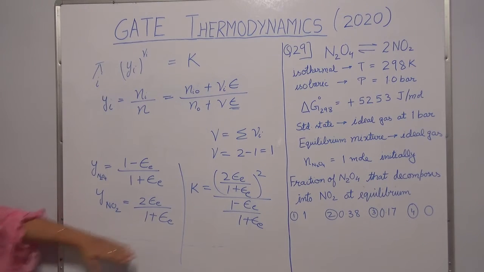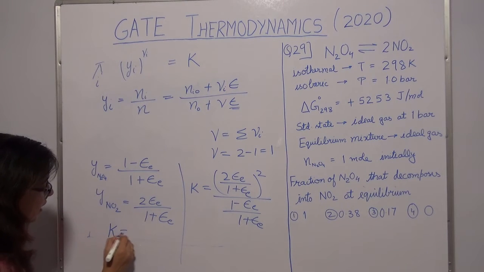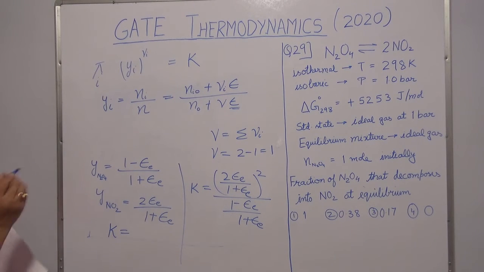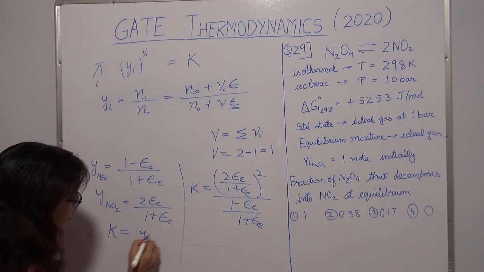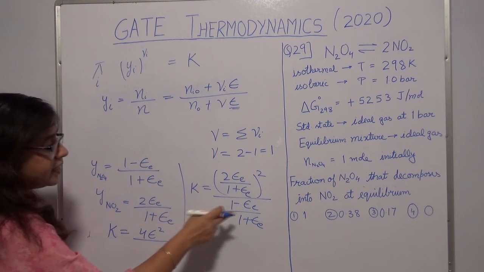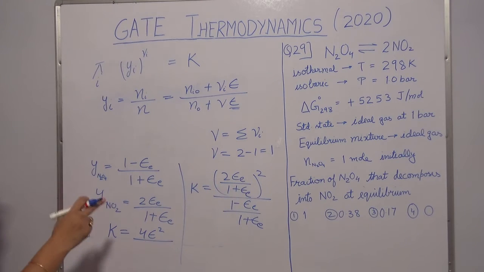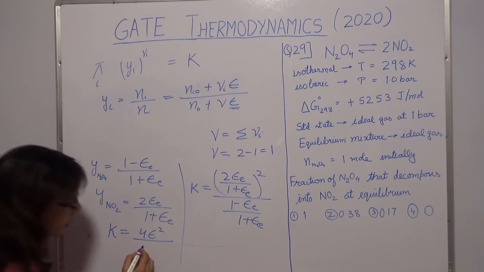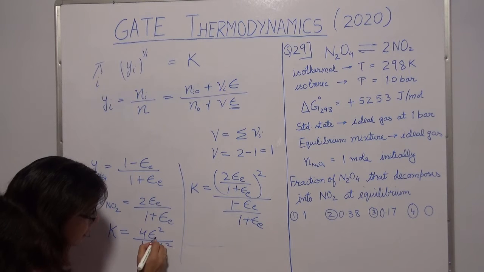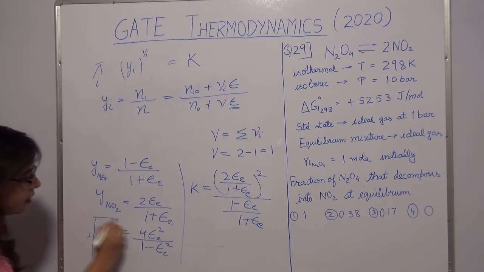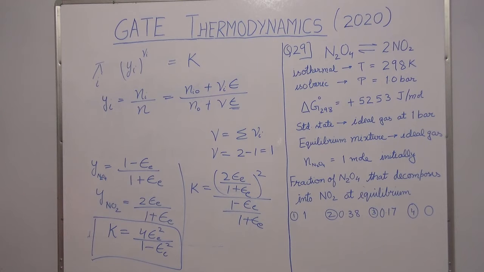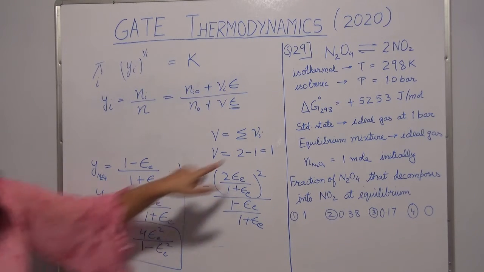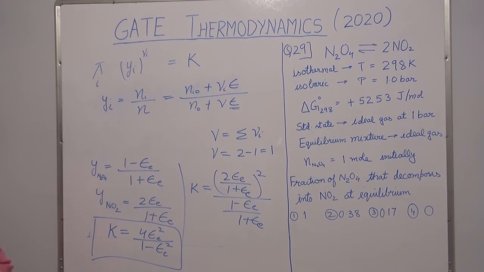Okay. So you are with me up to this point? Fine. Now let's simplify this, and I can write K equal to, after simplification, 4 epsilon square upon 1 minus epsilon E into 1 plus epsilon E. So A minus B into A plus B is A square minus B square, so that's what I am using, and I am writing it as 1 minus epsilon E square. So this is the final equation which I get, from which I am going to obtain my epsilon E. But before that, I have to find out my K from the value of delta G0 that is given over here. So let's do that.